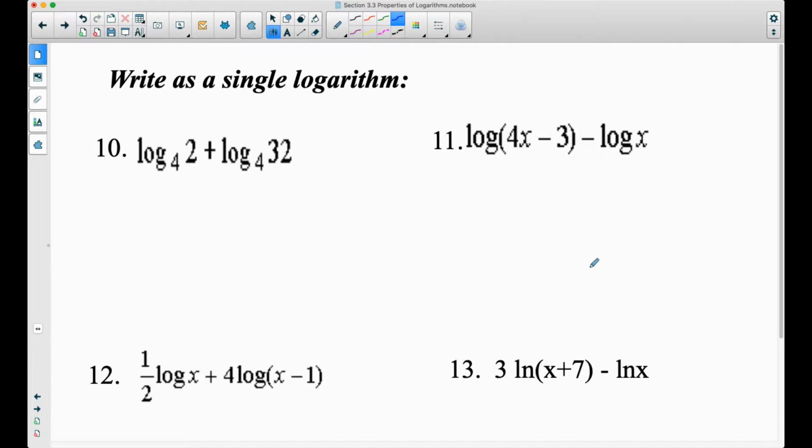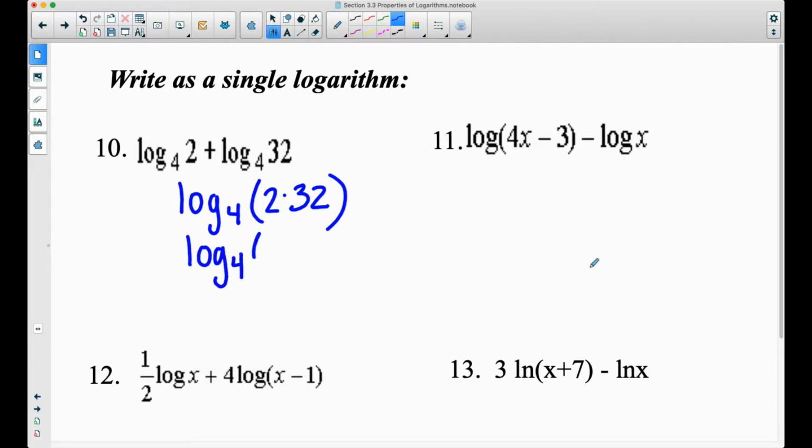All right, so we are adding. To condense this, we multiply. Now, with this particular one, we can take it all the way down to a simplified answer, because we get 2 times 32, which gives us 64. And 4 to what power gets me 64? 3. So, if it can go all the way, do it. If not, leave it. Is it just 3 or is there an equation? Just 3.